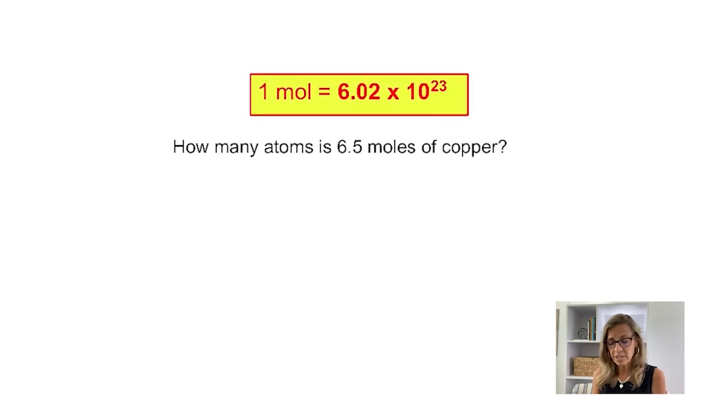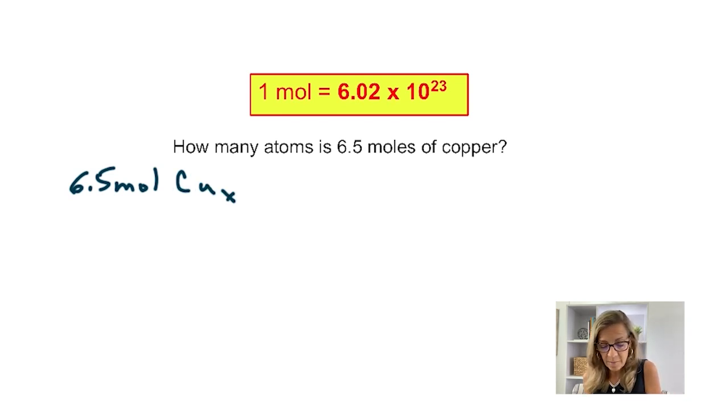So if we want to know how many atoms is 6.5 moles of copper, let's write our given. This is how we always do conversions. 6.5 moles of copper. Now we know we want to convert that to atoms, so don't stop. Go ahead and draw your conversion factor. Now listen, write this out. Don't just go to the calculator. I want you to write this out.